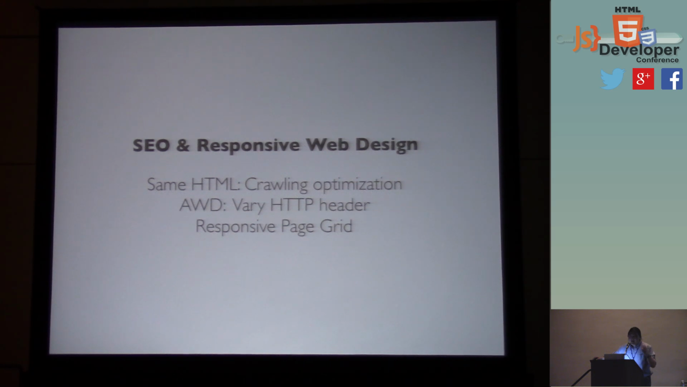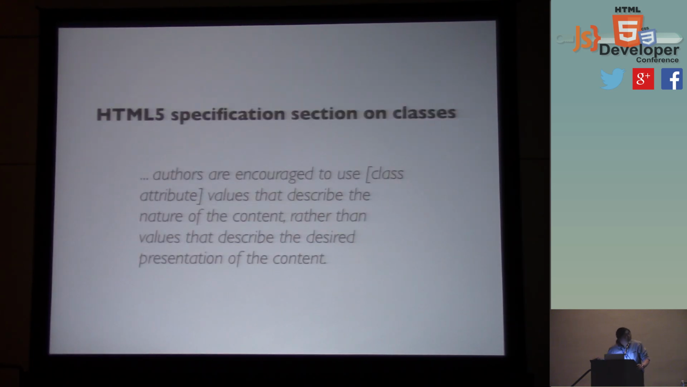But again, just think about that. Google also recommends, okay, if you can't do that, you can also do adaptive web design. The only thing is that you have to add this HTTP header, the Vary HTTP header, to tell them that this page serves a different purpose. So it's a mobile device, so your page will actually be optimized for mobile. The other reason is that in the HTML5 specification, they say authors are encouraged to use class attribute values that describe the nature of the content rather than values that describe the desired presentation of the content. Well, this is in the spec, right?